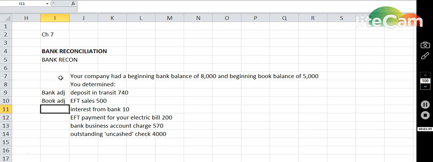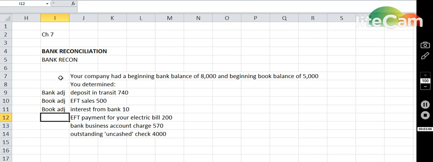Interest from the bank. Okay, well, the bank will know that they paid us interest. So when you have a savings account, sometimes you get 1% interest. Okay, so we got a payment of $10 from the bank. So our books won't know this amount.